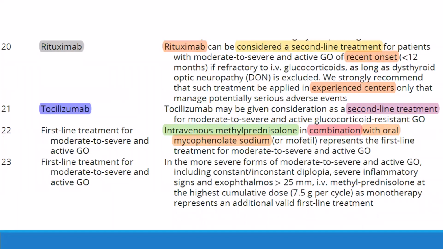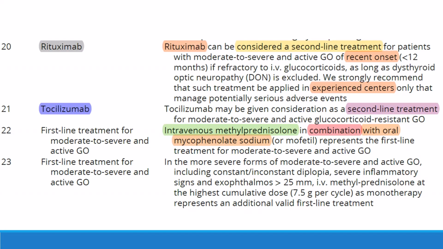Another very important drug is rituximab, which is considered a second-line treatment for patients with moderate to severe Graves' orbitopathy of recent onset, less than 12 months. And another drug, tocilizumab, is a second-line therapy for moderate to severe, active, glucocorticoid-resistant Graves' orbitopathy.